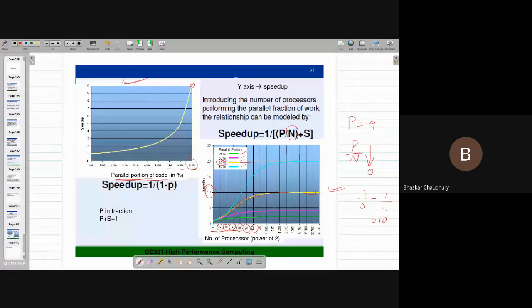This part is clear to all of you? Yes, sir. Everybody, this part is clear, right? Any doubt before we go to the next slide?